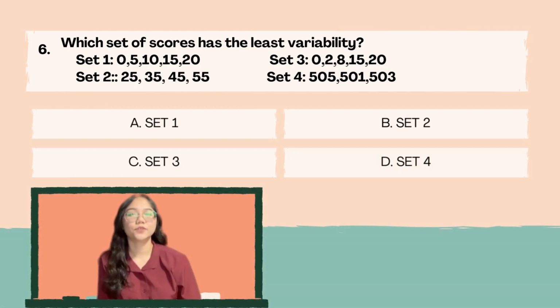Question number 6. Which set of scores has the least variability? Here are the sets 1, 2, 3, and 4. The options are A. Set 1, B. Set 2, C. Set 3, or D. Set 4. You have 15 seconds to answer.